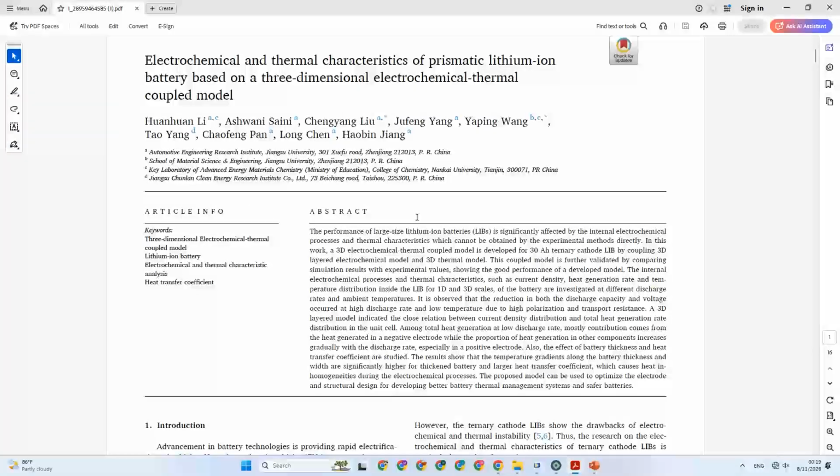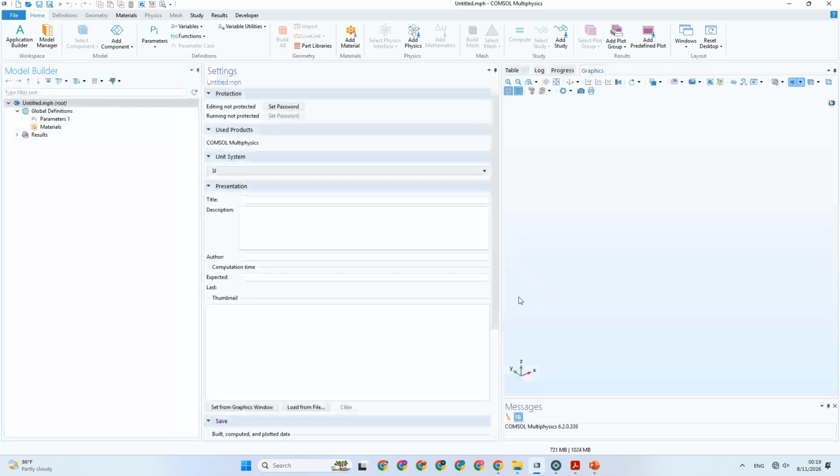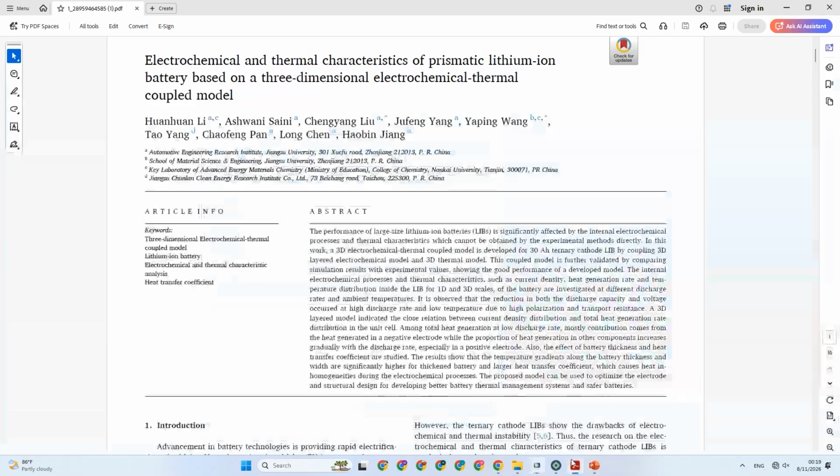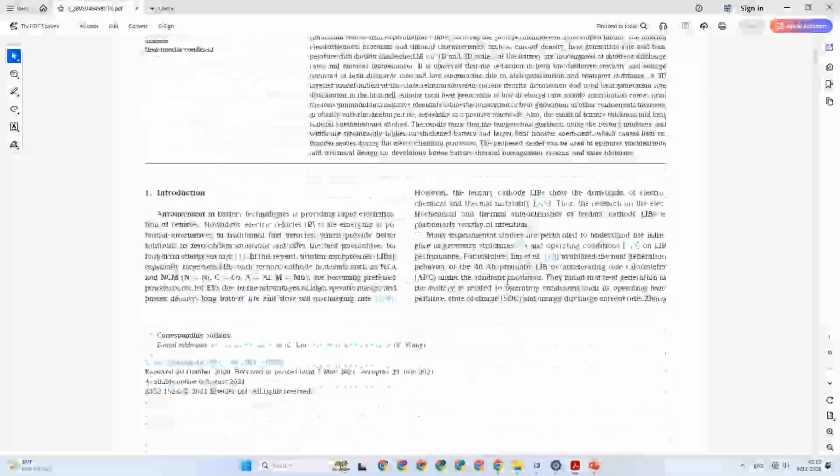Before I start the simulation, I just introduce that I am using COMSOL 6.2, and I use a blank model. We just review this paper and summarize it, just the important equations and modules that may be referred to in the paper. Then we will add the features to simulate the exact model.